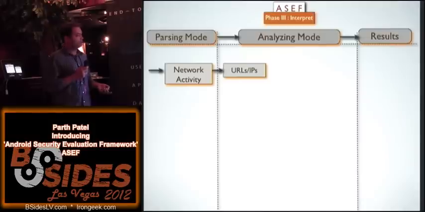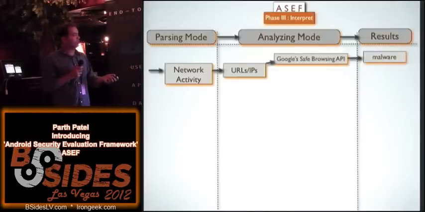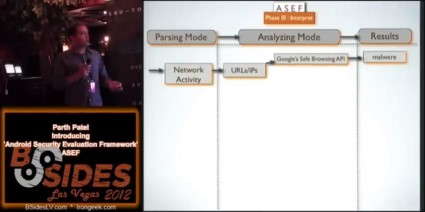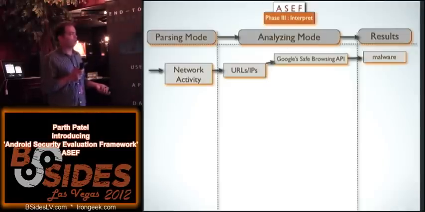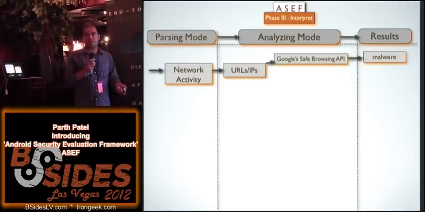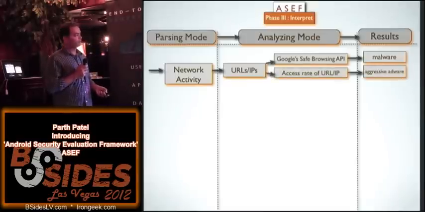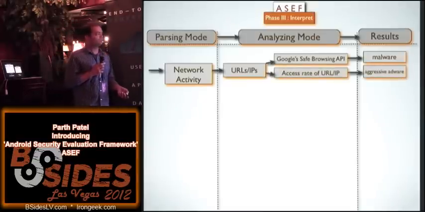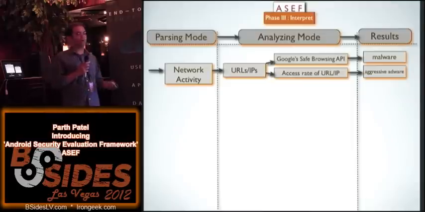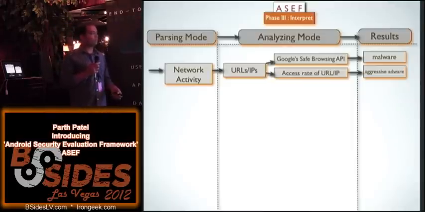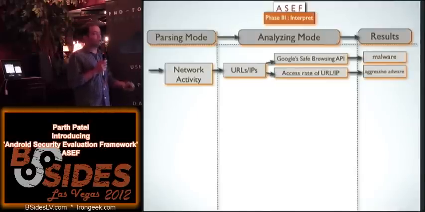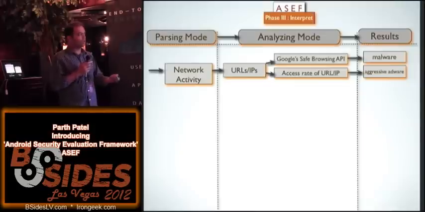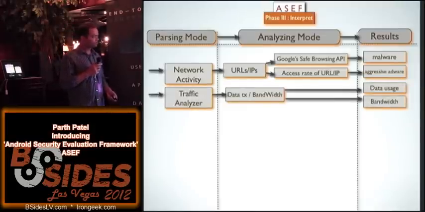Once all the data is collected, the interpret phase will try to parse this data, analyze it, and generate some results. So we talked about capturing the network activity. This parser will try to parse all the URLs and IPs. It will run them through the Safe Browsing API of Google, and it will tell you what Google Safe Browsing API has to say about all those servers. If your information is being sent to some server which is already blacklisted, then you will come to know right here. At the same time, we will also look into the access rate of these servers, and try to find out which types of servers are actually serving ads, and if the access rate is too high, whether those are really aggressive adware. We'll look into it in more detail when we look into the results.